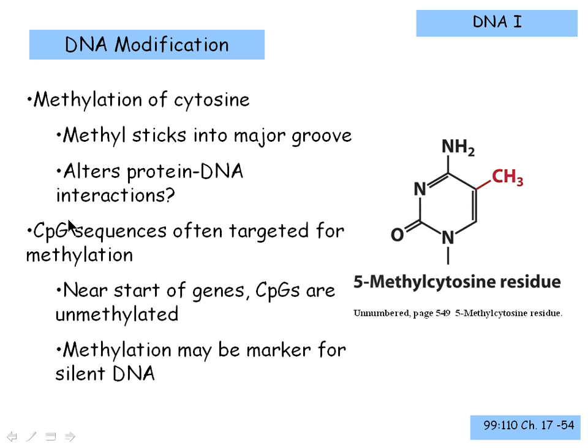Now, sequences called CpG islands: C stands for cytosine, G stands for guanine, and the P is just the phosphodiester backbone that occurs between the nucleotides. Anyway, these sequences are often targeted for methylation. Near the start of most genes, we have what are called CpG islands. If these CpG islands are unmethylated, they're usually actively transcribed. However, if they are methylated, that usually results in silencing. So again, methylation on histones as well as on DNA can be a marker for silent DNA.